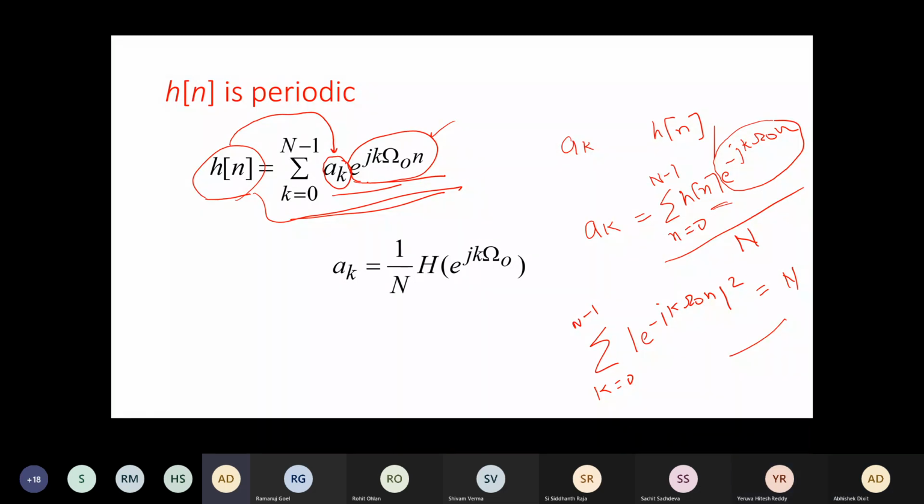Sir, could you explain how did we get that minus JK in the numerator? Because this is the inner product, right, of Hn and this. I have to find the inner product of Hn with this, which has a conjugate here, right? So we get a minus. Any other question?